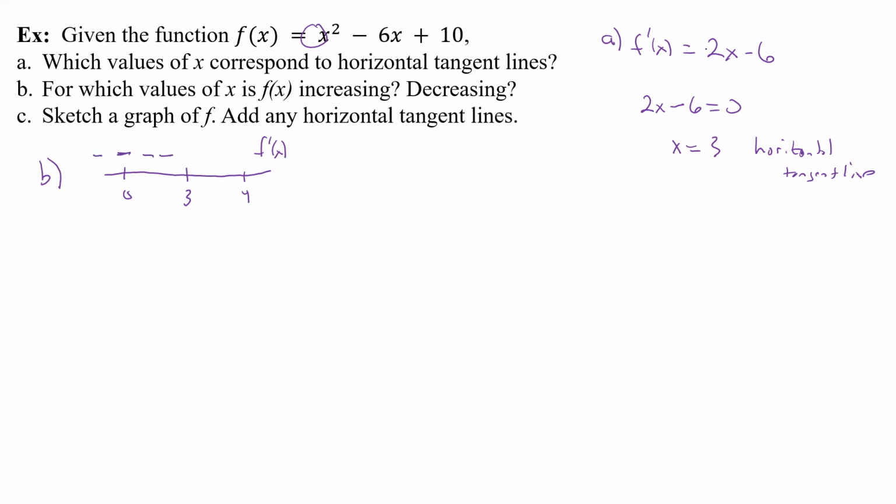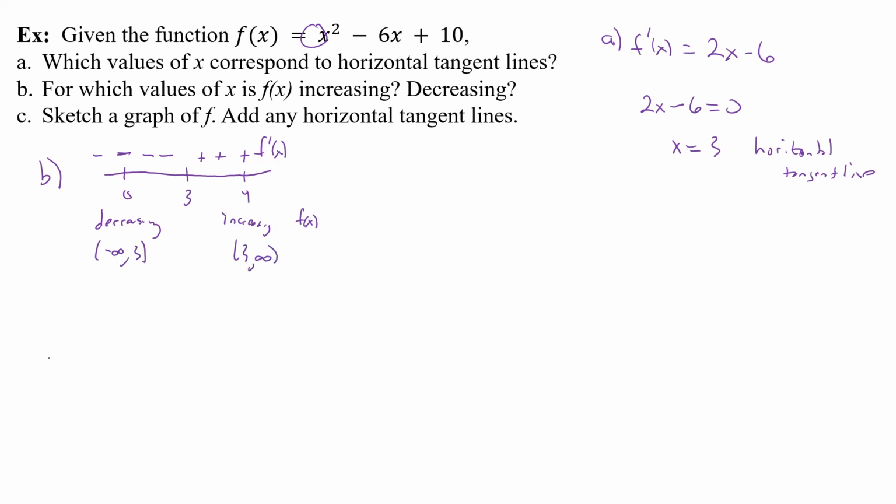Now, what if we plugged in 4 here? Well, that's going to be 8 minus 6, so that's going to be 2, so y is equal to 2. So that's going to be a plus, and basically on this side, we're going to have pluses, okay? So that means we're decreasing here, and we're increasing here. This is what our f of x is doing at that point. And so this is going from negative infinity up to 3, and this is going from 3 up to infinity.